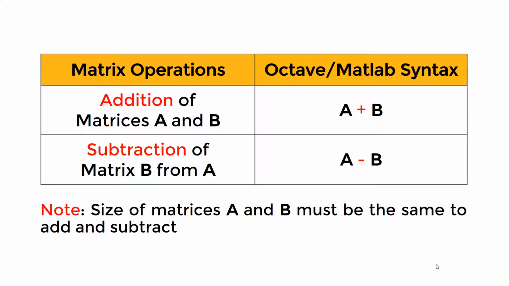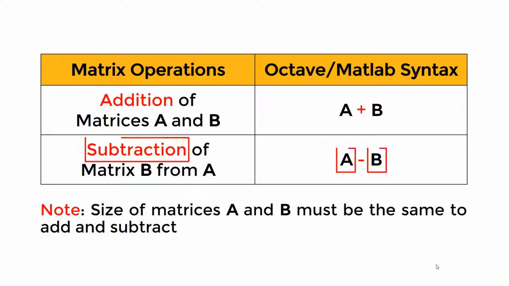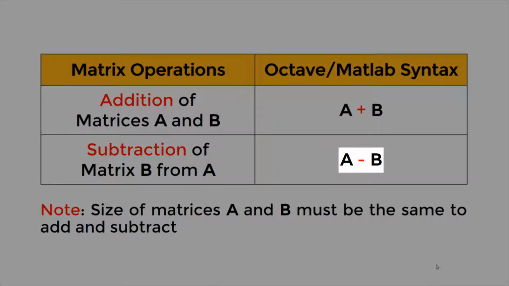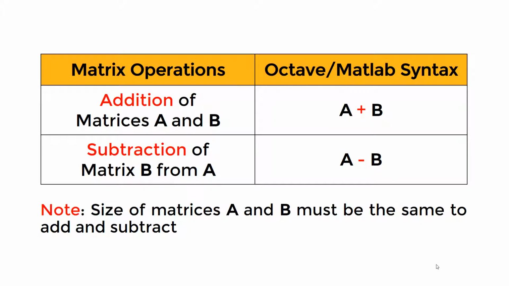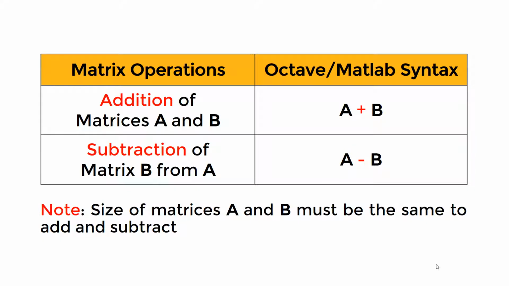Consider the same size of matrices A and B. If you want to add matrices A and B, you can use plus sign between A and B in Octave Matlab. Similarly, you can use minus sign between A and B if you want to subtract matrix B from A. Remember, the size of matrices A and B must be the same to add or subtract. Otherwise, it will give you an error message. The resulting matrix size is the same size of matrix A or B.